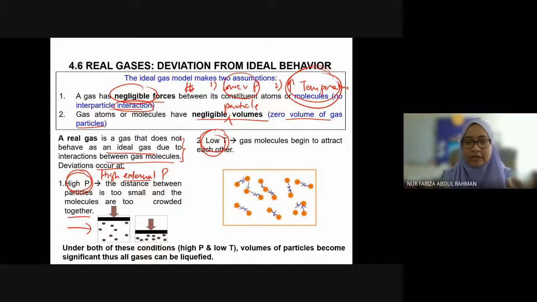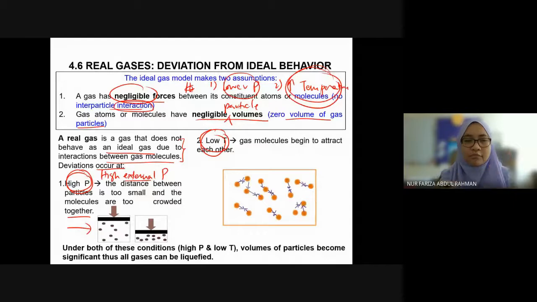Ada attraction ataupun repulsion, doesn't matter. Both of them we call it as interaction lah. So they start to feel that. Faham tak? So that is why bila begitu dia dah disobey the ideal gas sebab dia dah start to feel the interaction. Okay, that is for high external pressure. When we compress further, dia dah start to feel the interaction between them.